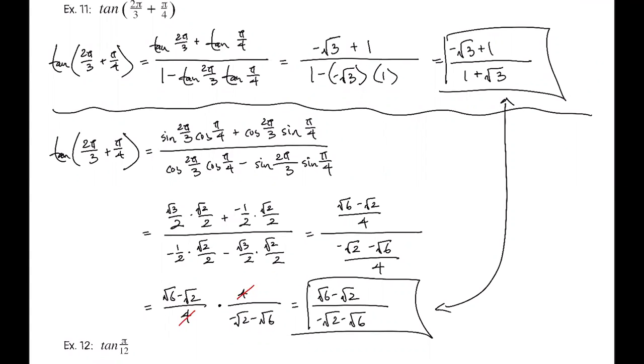So pick your poison with tangent. I think the formulas are definitely a little bit more complicated. I think they're complicated in different ways, so it's really your choice which one you want to use. All right.